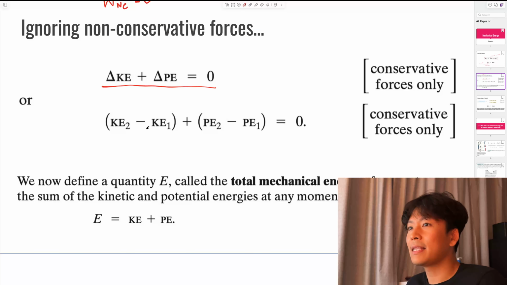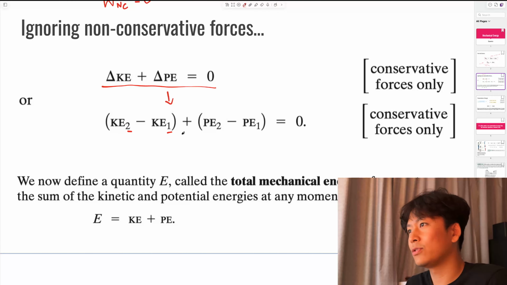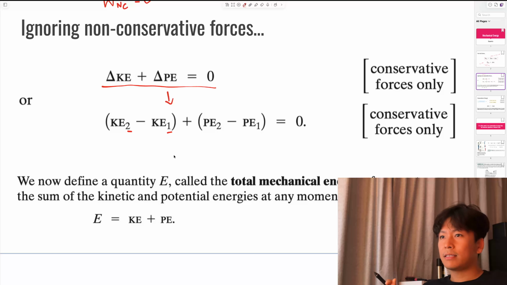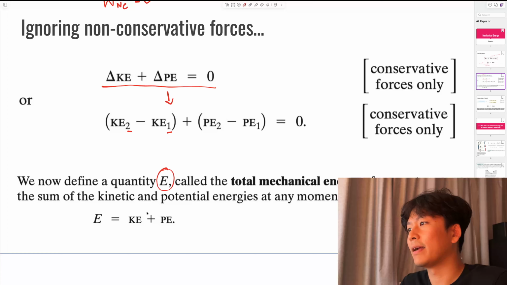And what that means is we can expand that into this one. Change in kinetic energy again: kinetic energy at 2 minus kinetic energy at 1, or final minus initial, plus final potential minus initial potential gives you 0 in total. So to make it a bit easier on us, we are going to define another quantity called E. This E is going to be our total mechanical energy of our system. Total mechanical energy is defined as the sum of kinetic and potential.